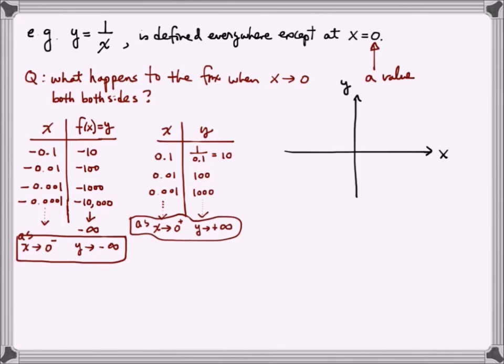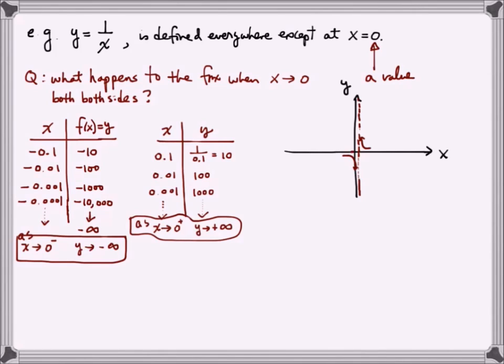We can translate that information now to the graph. We know that the y-axis is the vertical asymptote, so I'm just going to draw a dashed line really close to the y-axis to indicate that the y-axis is a vertical asymptote. From the first table, we know that as x approaches 0 from the left-hand side, the y value goes to negative infinity. So I can do an arrow pointing downwards as x gets close to 0 to indicate that behavior. As x goes to 0 from the right-hand side, the y value goes to positive infinity. So I can do an arrow pointing up this way as x gets really close to 0 from the right.